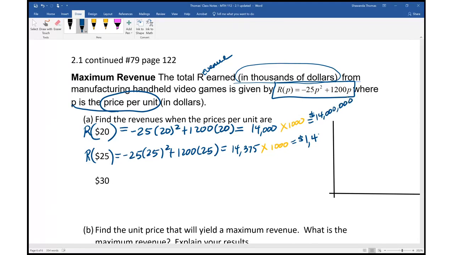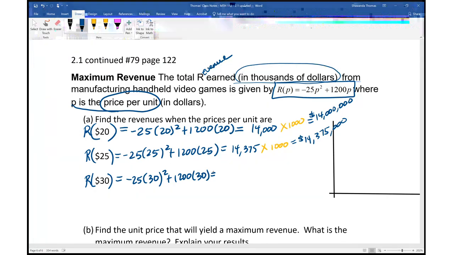All right. And this 14,375,000. That's what it really is. Now, if we sold this handheld video game at $30, will our revenue go up? Let's see. No, it doesn't. It's 13,500.